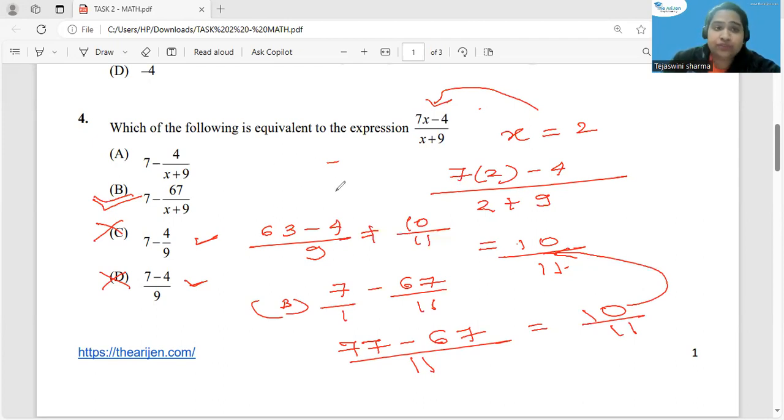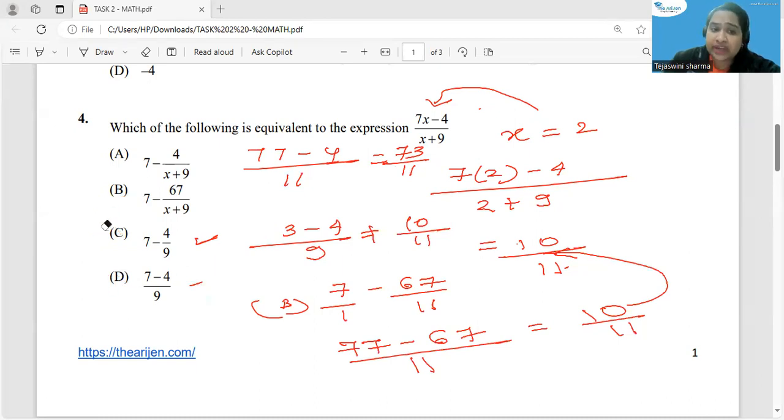Again, in case two options are correct, more than one option is correct, you can check for A as well. When you check it, it is 2 plus 9, again it is 11. But when you multiply this 11 to 7, it is 77, and minus 4 over 9, which is 73 by 11, which is not equal to the given expression. So here only option B is correct.